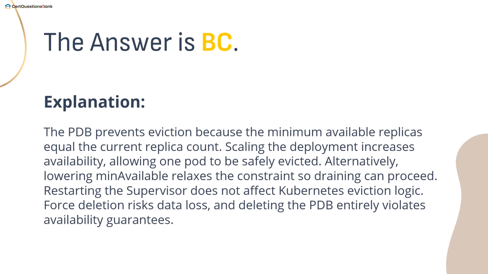The answer is B and C. The PDB prevents eviction because the minimum available replicas equal the current replica count. Scaling the deployment increases availability, allowing one pod to be safely evicted. Alternatively, lowering min available relaxes the constraint so draining can proceed. Restarting the supervisor does not affect Kubernetes eviction logic. Forced deletion risks data loss, and deleting the PDB entirely violates availability guarantees.